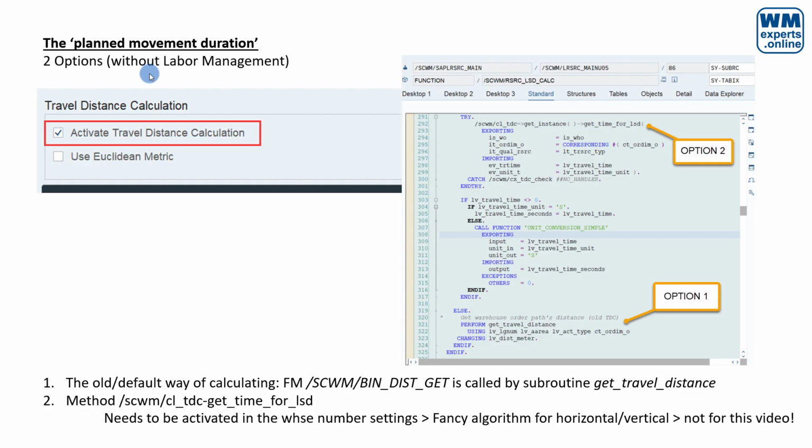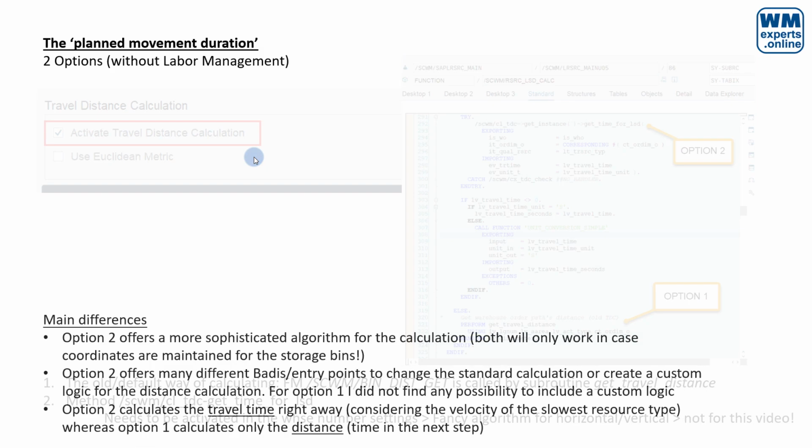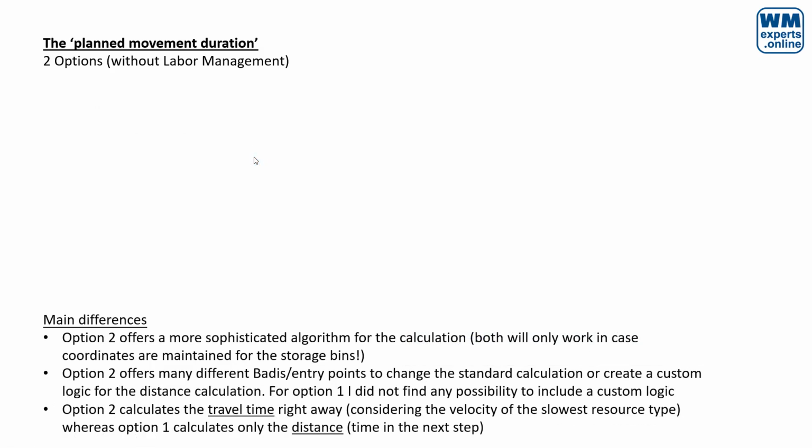And there is some fancy algorithm for horizontal and vertical movements with this option 2. I will not go into detail for now. It's just important to understand there are two options. The more advanced one can be activated based on the warehouse number customizing. And the main difference between the two options is, first of all, the more sophisticated algorithm for the calculation of the travel distance. As I said before, both will only work with coordinates maintained in the storage bins.